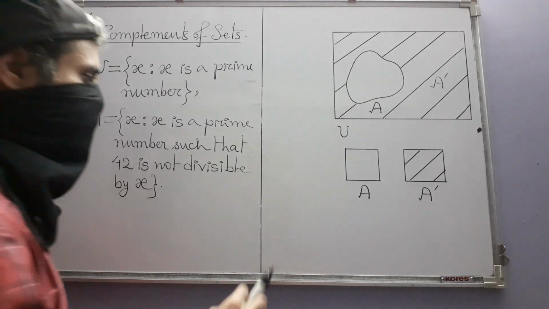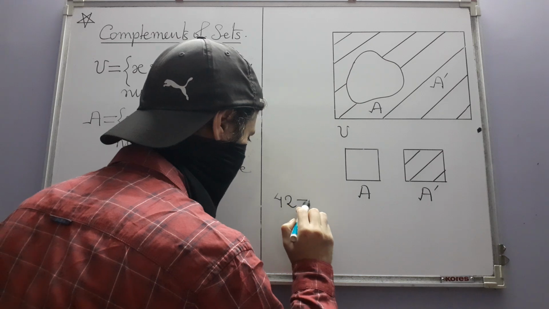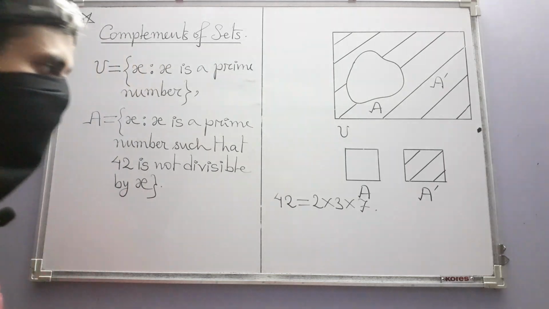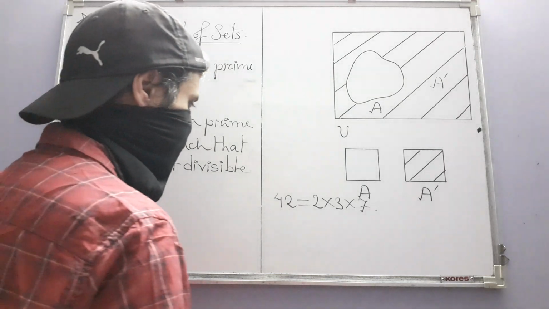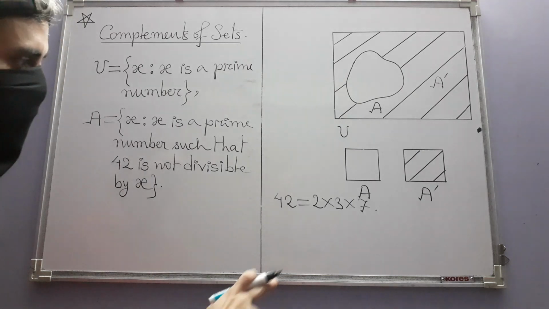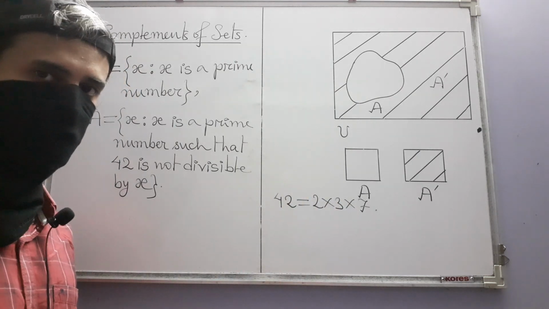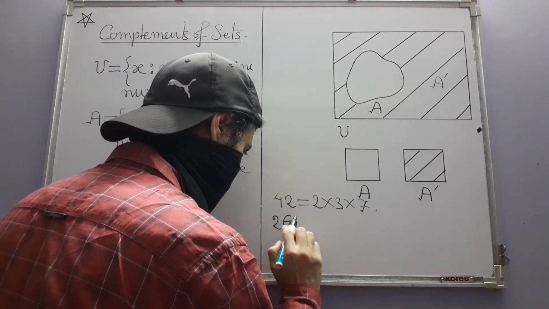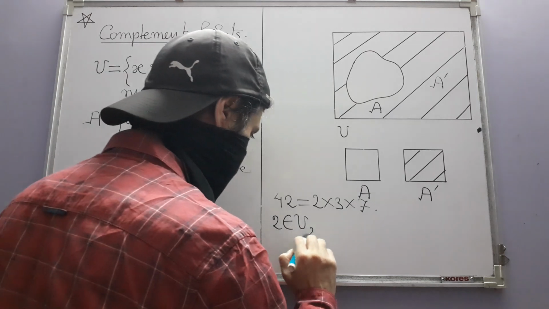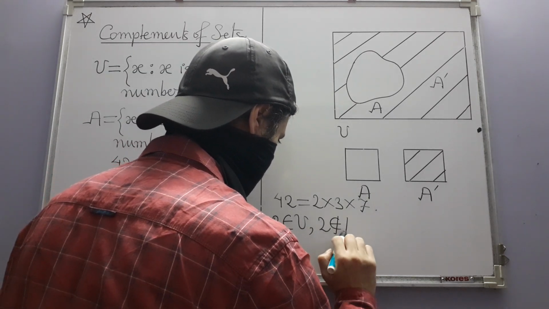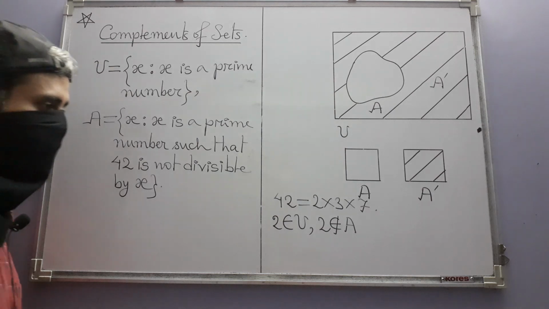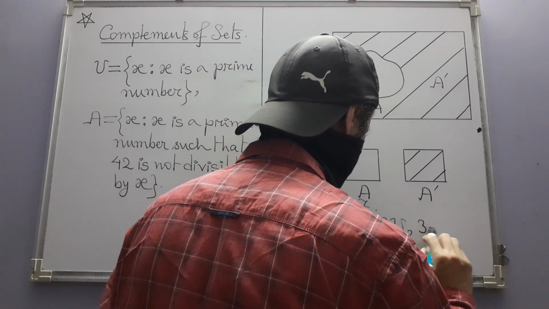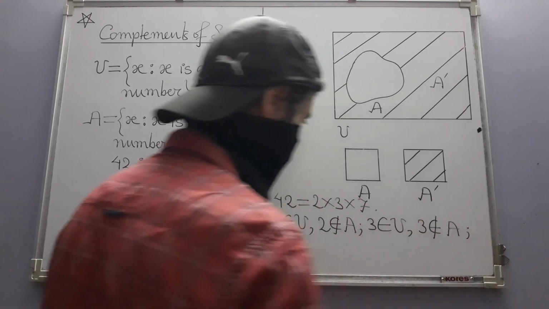If one factorizes 42, one gets these numbers which are prime. Okay. And to express the fact that none of these primes is an element of A, we can write these things. All of them are prime. For example, 2 is a prime, so 2 belongs to U. But 2 does not belong to A because 2 is a prime divisor of 42. Similarly, 3 belongs to U, but 3 does not belong to A.